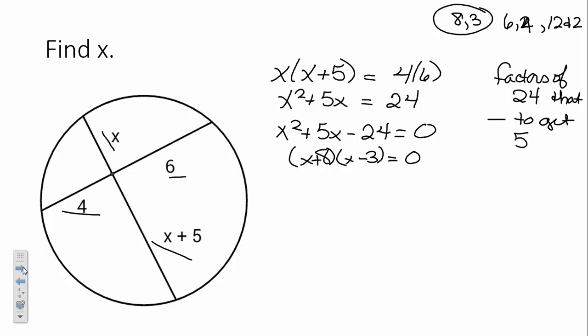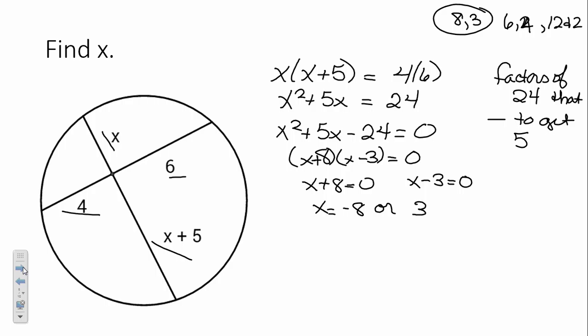Okay? Liz, what makes this first parentheses equal to 0? What does x have to be? What makes the first parentheses equal to 0? Negative 8. And Jen, what makes the second parentheses equal to 0? Good.